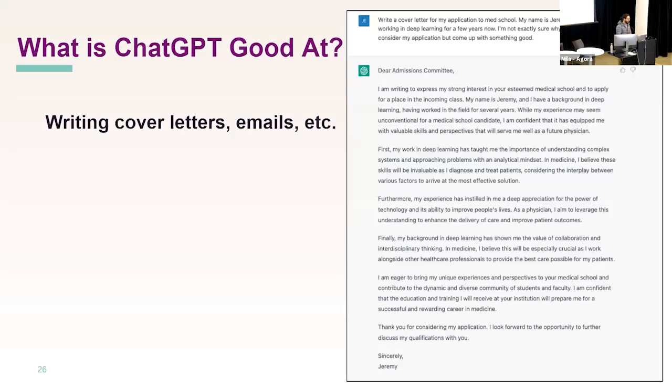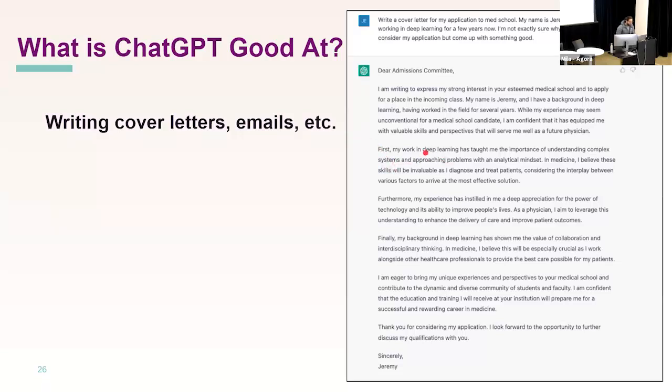It's also really good at writing cover letters, emails, etc. So here's an example. This is my own example. I ask, write a cover letter for my application to med school. My name is Jeremy, and I've been working in deep learning for a few years now. I'm not exactly sure why they should consider my application, but come up with something good. Okay, so I have no intention of going to med school, but if I was going to go to med school, I would probably use this letter. So I'll just read a few key points here because I don't think I could have done better.